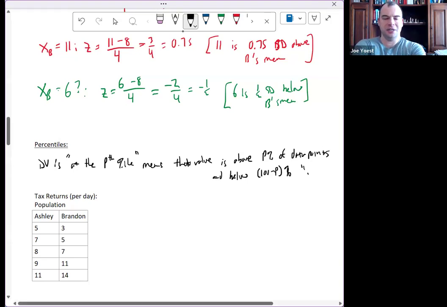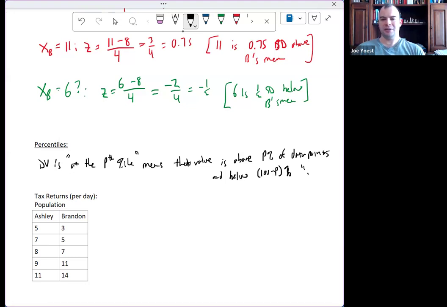But for something like an SAT, you get a number, 1160, and you're like, okay, well, what does that mean? But if it says you got an 1160 and you're at the 72nd percentile, that means you did better than 72% of other test takers and you did worse than about 28% of other test takers.